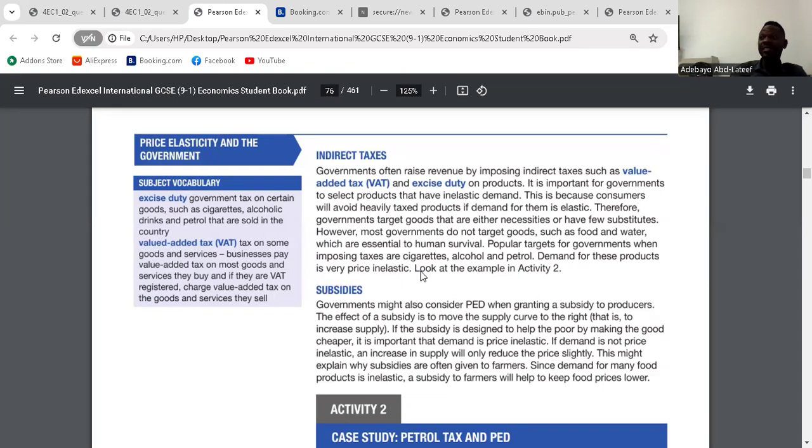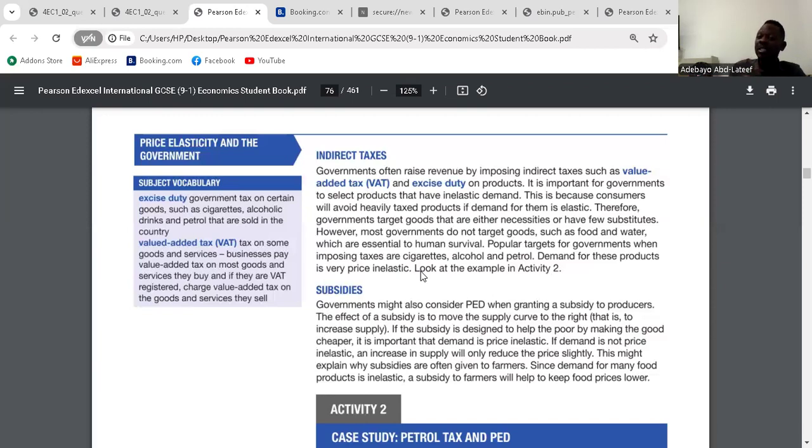Electricity is a necessity. That is the strategy. But petrol is for those who are rich. If you don't have a car, you don't have to buy it. Alcohol is for those that are addicted to it. Cigarettes are for those that are addicted to them. Do you understand? It's not for everybody. Those that are not addicted don't need to buy them, so government can take charges on these things.